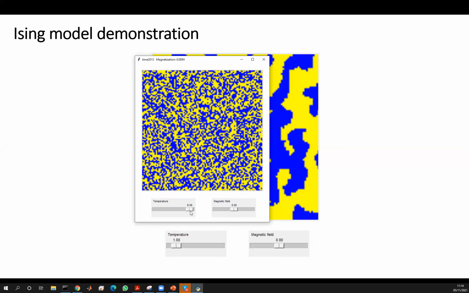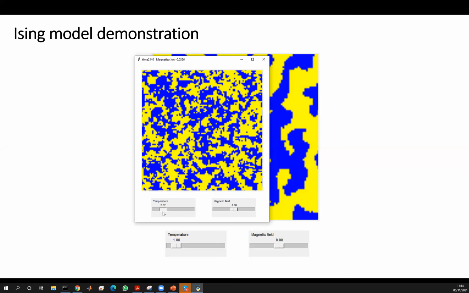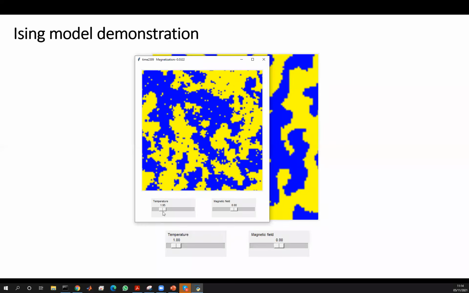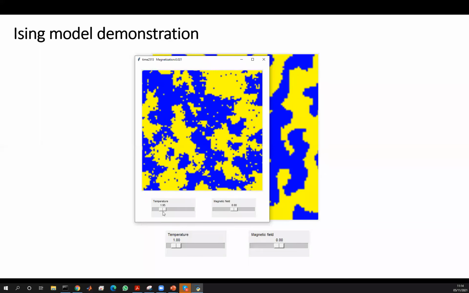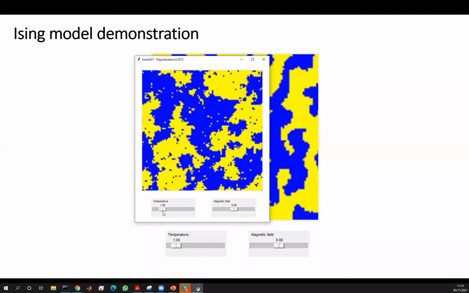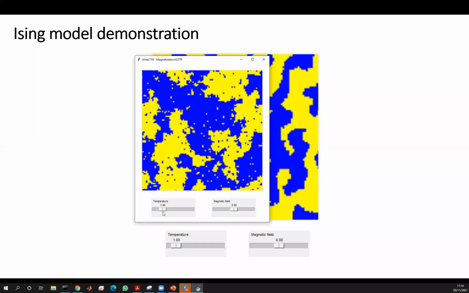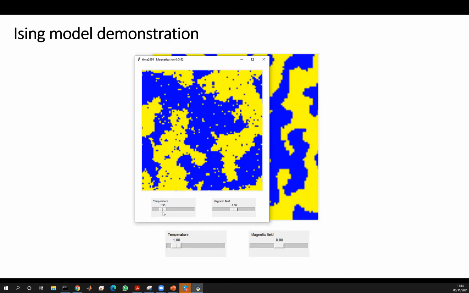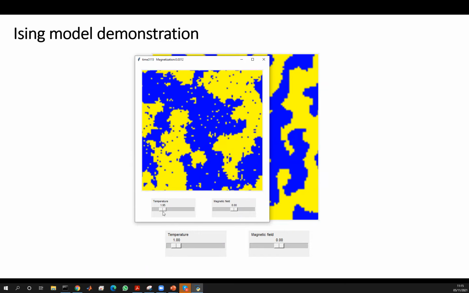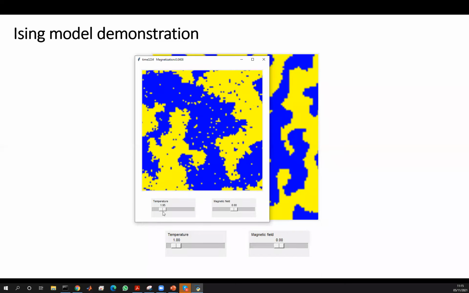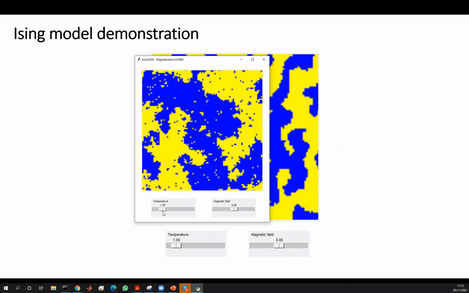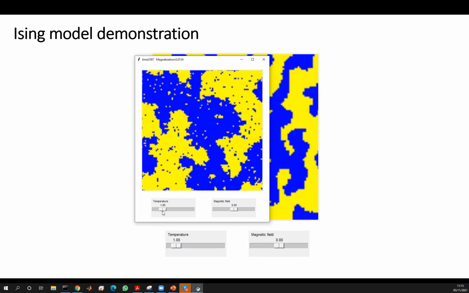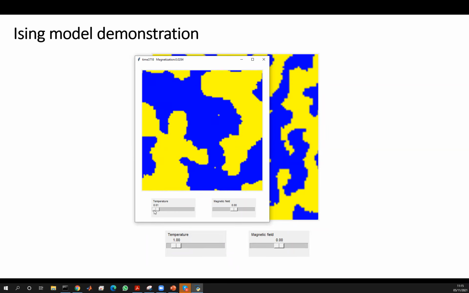And as I decrease the temperature, they tend to align more with each other, which is natural because, according to the Monte Carlo algorithm, the probability of occupying a state that is aligned, because it's lower energy to align with your neighbors, is a lot more favorable when the temperature is lower. And you see that things are aligning with each other quite well, even if the temperature is still relatively high.